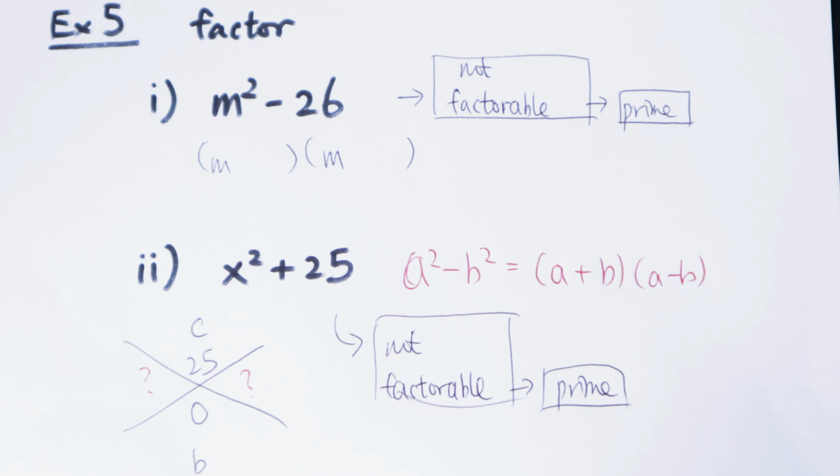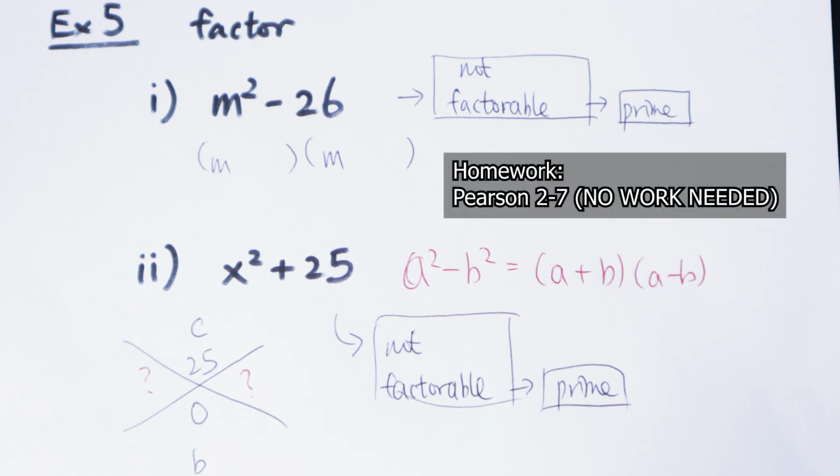Well, that's it for this lesson. I covered pretty much all cases in regards to these 2 formulas. Your homework today is on Pearson, not Delta Math, on Pearson, which is 2-7, factoring special cases. And because you're using shortcuts, you do not need to show work. I repeat, you do not need to show work. Okay? Thank you.